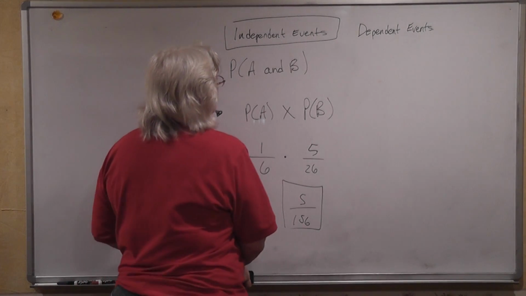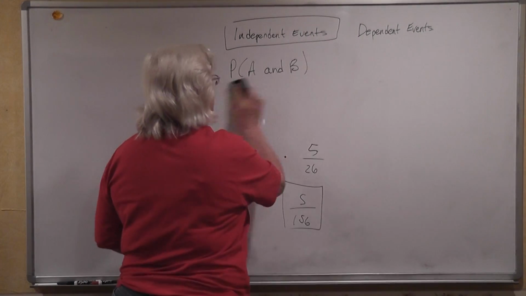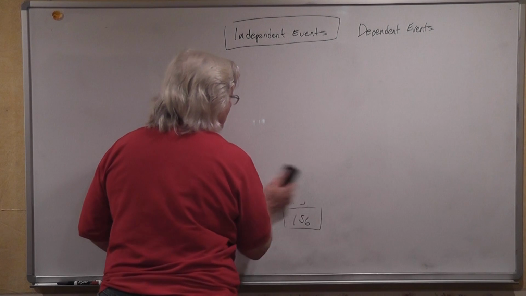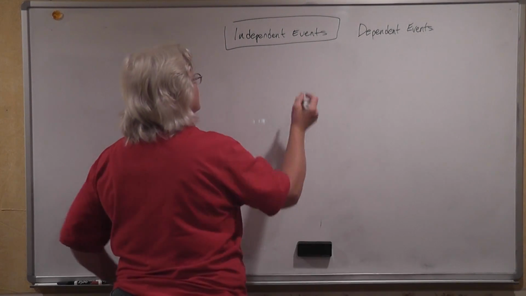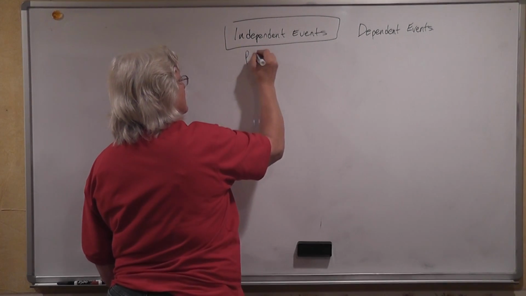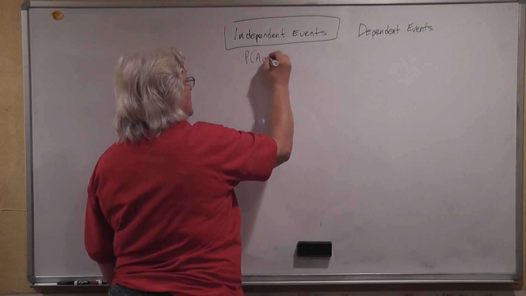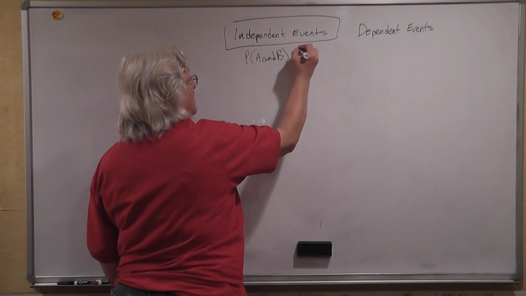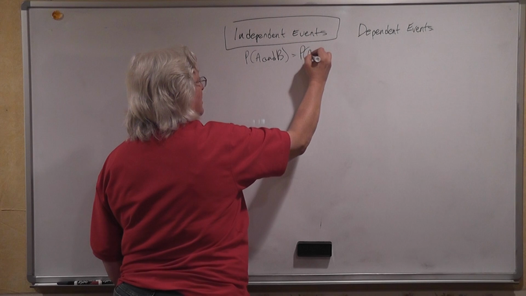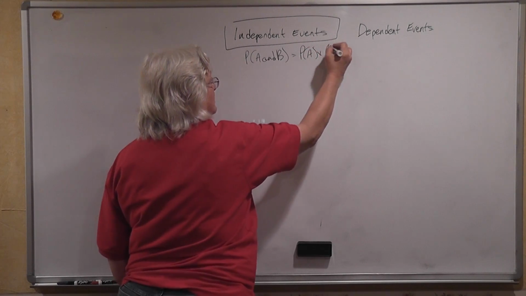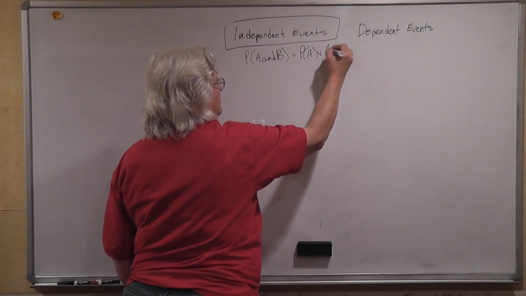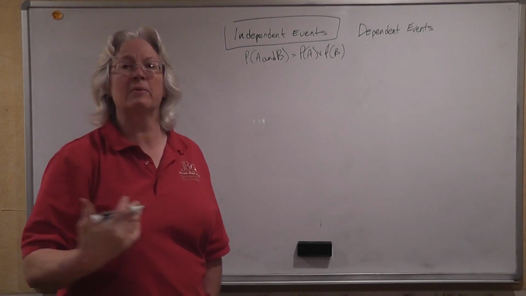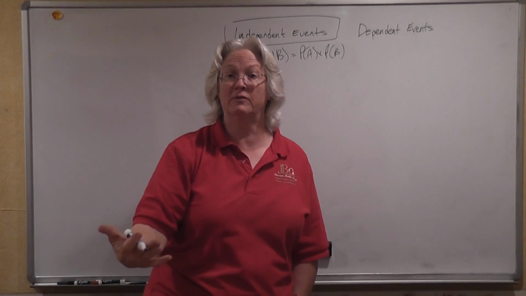So now we want to see what we're talking about when we talk about dependent events. Let me just go ahead and rewrite this here. Probability of A and B, you just multiply their probabilities together. Well, what are we talking about when we talk about dependent events?